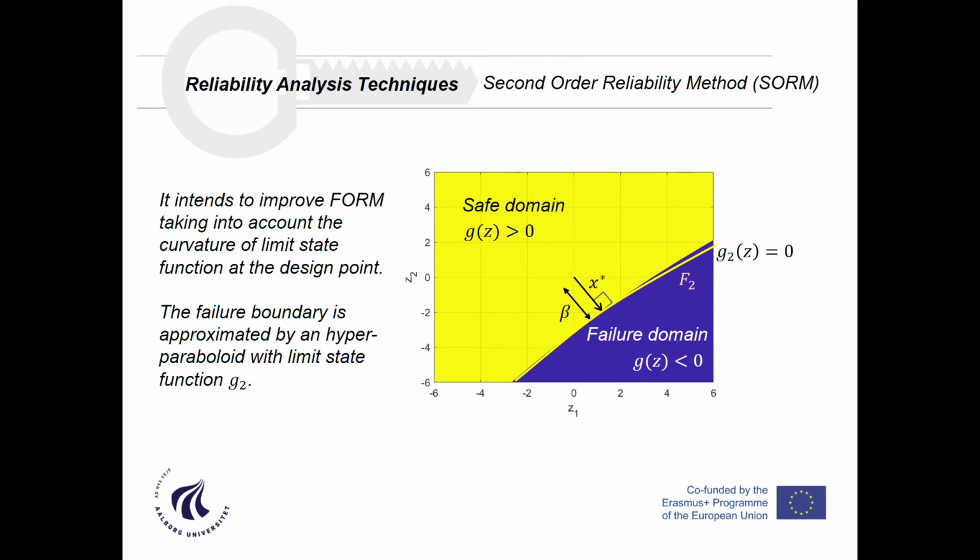The second order reliability method, or so-called SORM, intends to improve FORM by taking into account the curvature of the limit state function at the design point, and the failure boundary is approximated by a hyperparaboloid with limit state function g2. So instead of having a linear approximation of the failure domain, now we have a curvature here also. So it's a bit more accurate in that sense.